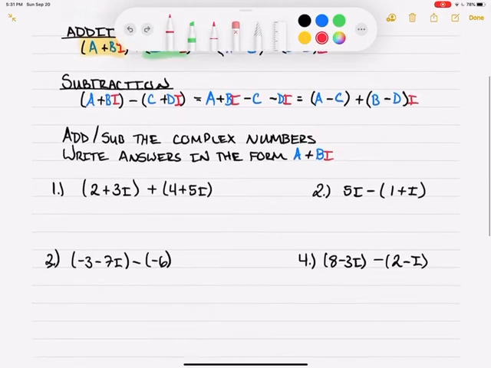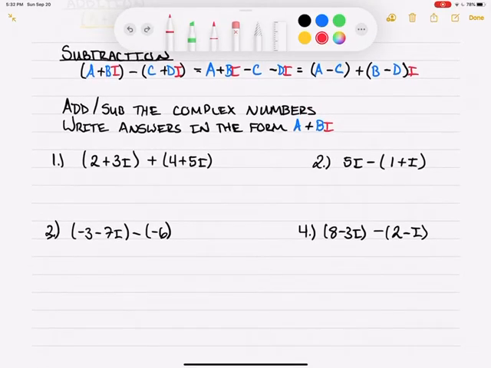So we have in the first example (2 + 3i) + (4 + 5i). Again, I'm just going to match up my pieces. 2 and 4 are the first piece of each term, so we're going to add those numbers. Then we're going to add our 3i and our 5i, so 3 plus 5i. Okay, that is how we separate those pieces. So this is going to become 6 plus 8i.